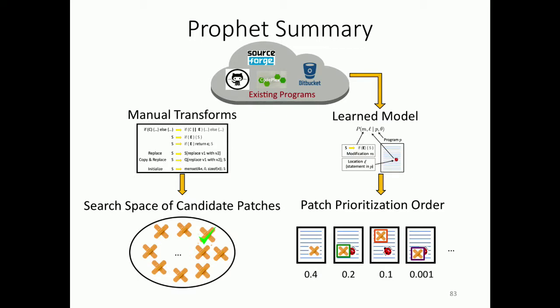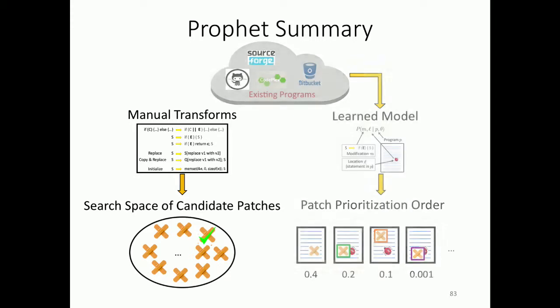It's the first patch generation system that learns from past human patches and uses the learning information to identify potentially correct patches and rank them ahead to guide the search process. As our results show, Prophet can automatically fix real-world errors in large applications, and it outperforms existing patch generation systems on a standard benchmark set.